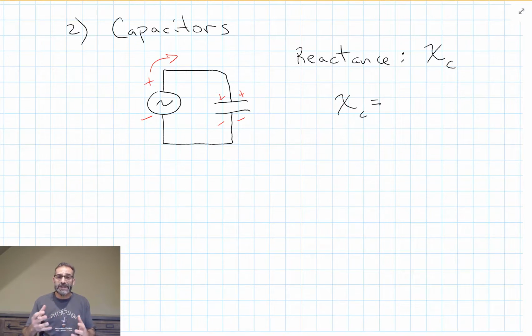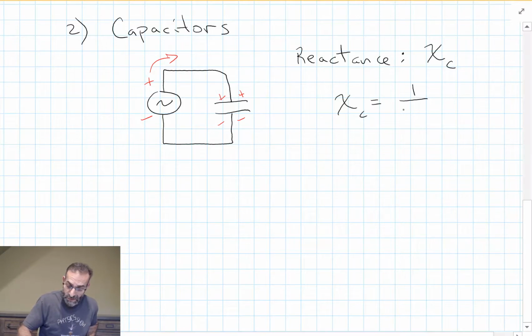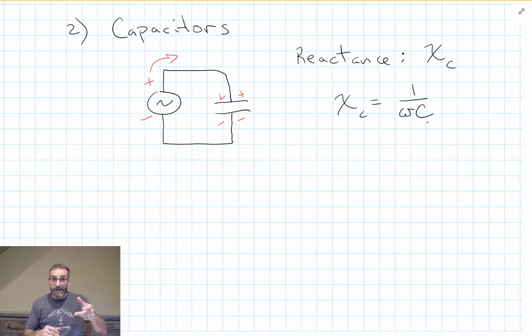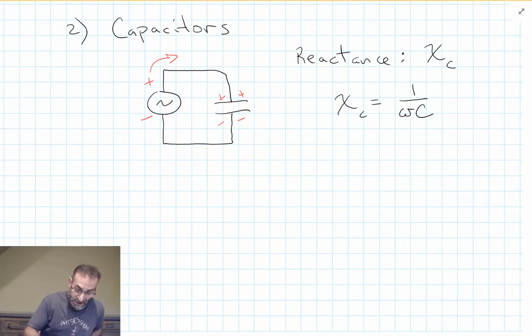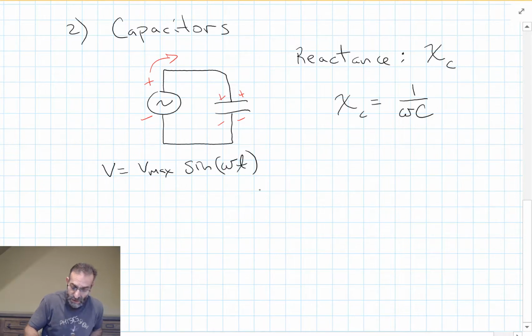And the other thing it would depend on is the capacitance. The larger the capacitor, the more charges can build up on it before it starts to push back and have an effect on the circuit. So the capacitance also has an inverse effect. So our reactance is 1 over omega C. Omega is the frequency, the angular frequency that the power supply is flipping. Remember that the voltage here is V max times the sine of omega t. So omega is our angular frequency of oscillation.